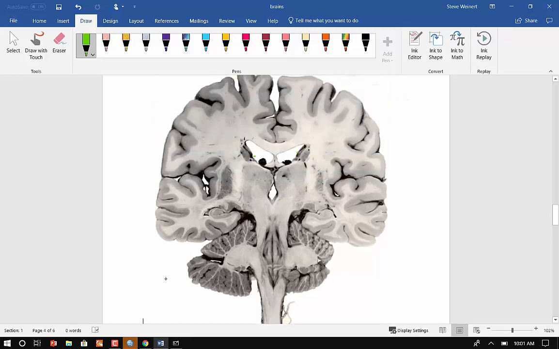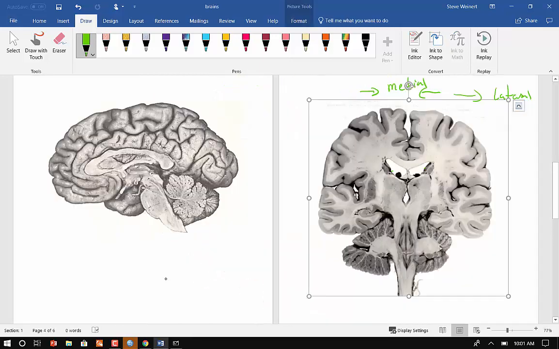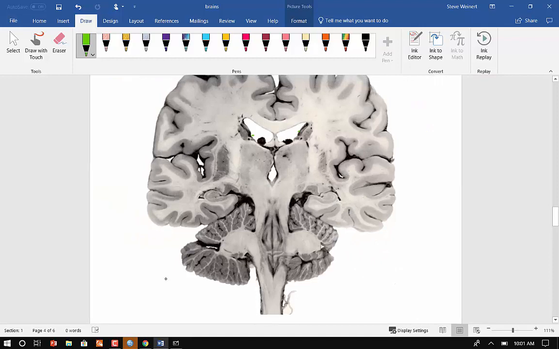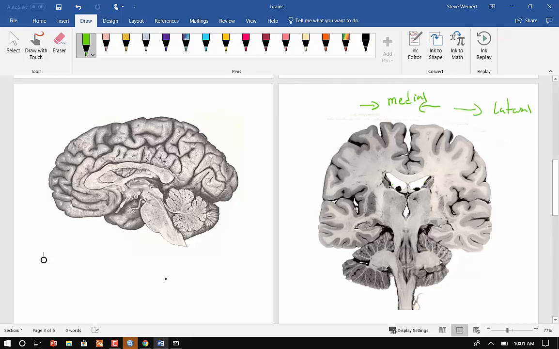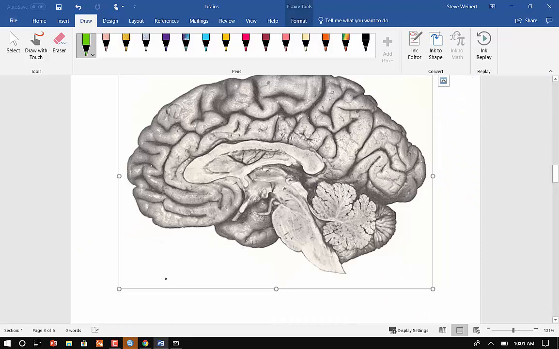Okay, so let's see. Where's the dorsal surface of this person's brain that we're looking at right here? Where's the dorsal surface? On top. That's the dorsal surface. The ventral surface would be down in here, toward the middle. Okay? So when you look at a person's brain, how do I know which way is the front versus which way is the back?